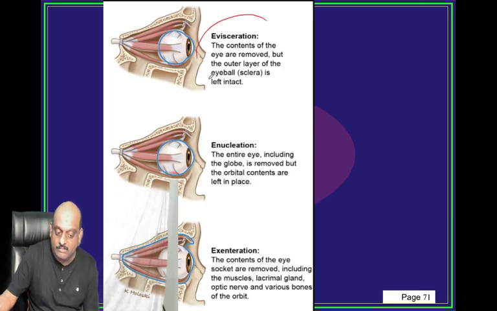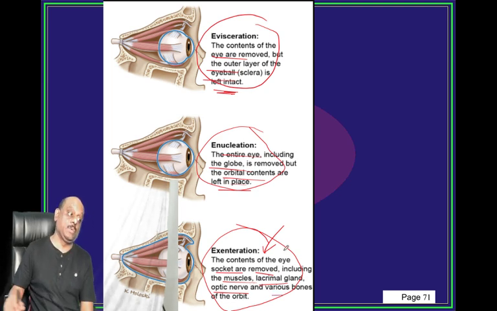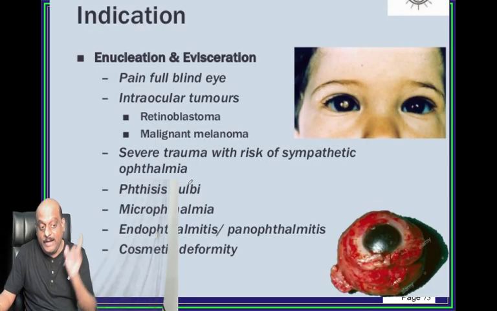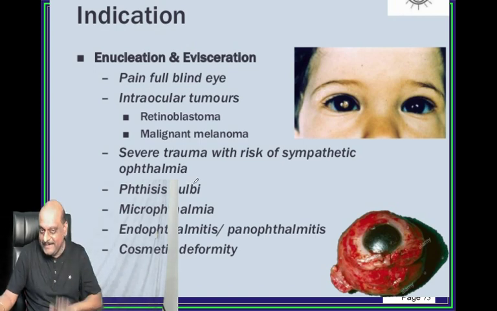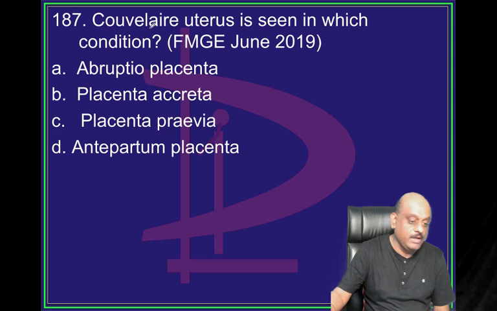So evisceration, contents of the eye are removed but the outer layer of the eyeball, sclera, is left intact. Enucleation, the entire eye including the globe is removed but the orbital contents are left. Exenteration, the contents of the eye socket are removed including muscles, lacrimal gland, optic nerve and various bones of the orbit also, is what you should remember. Right? Clear? Very good. If it comes in tomorrow's exam, give me a laddu packet on WhatsApp. So doctor, let's quickly go to the next question.